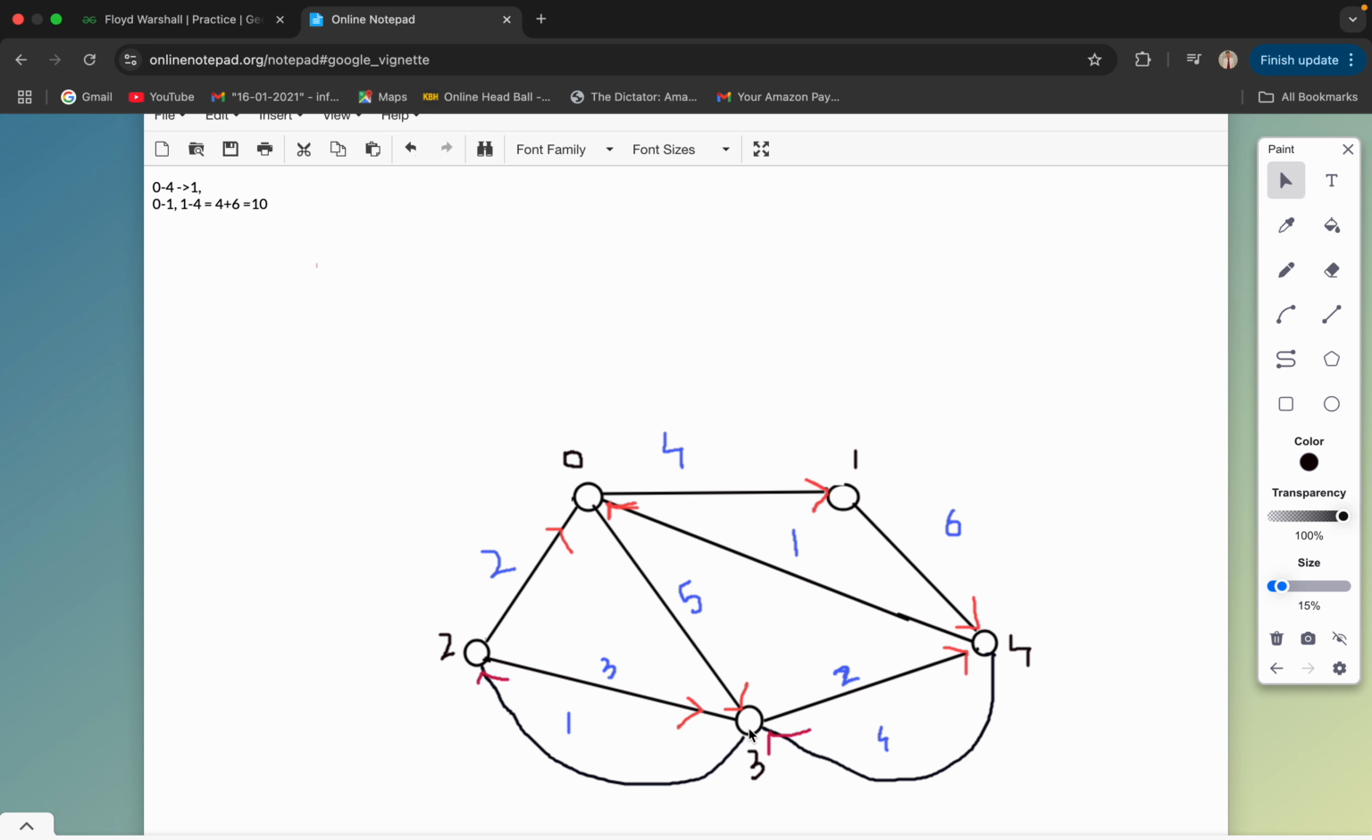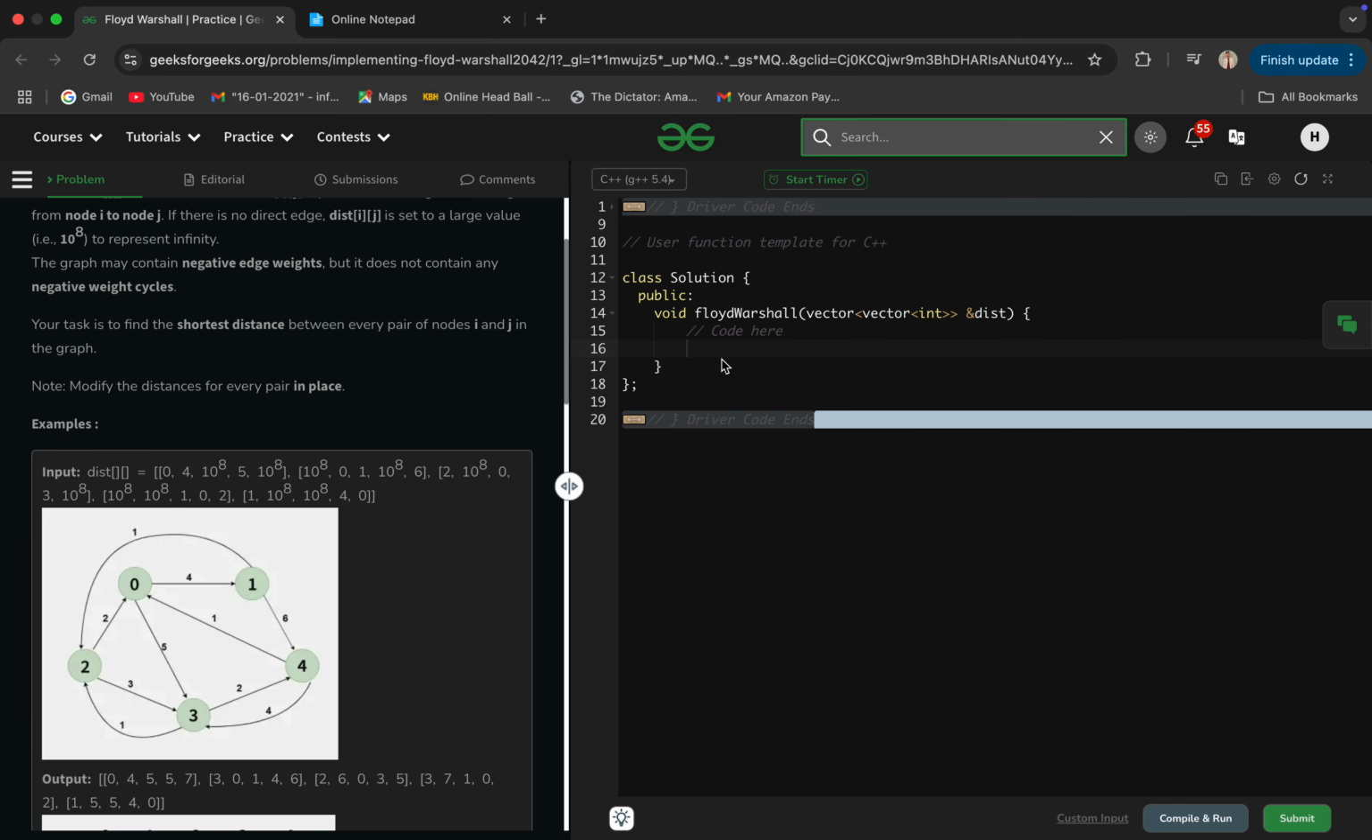And if you go via 3, that would be 0 to 3 and 3 to 4, and it will have 5 plus 2, that is 7. So taking all the paths, you will take this as the minimum and consider this. Like this, you're supposed to find all the possible minimum paths, like 0 to 3, 0 to 2, 0 to 4, 1 to 3, let's say. So you will explore all the paths and find the minimum value among all of them. I will explain this side by side via C++ code.